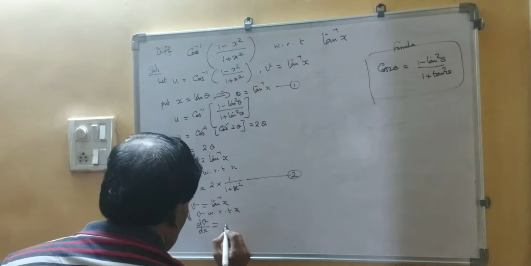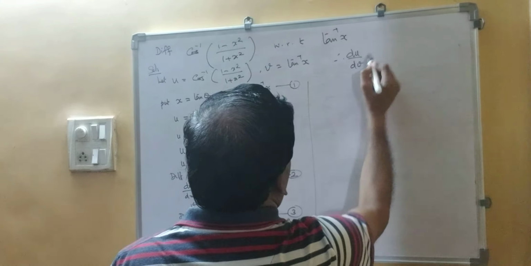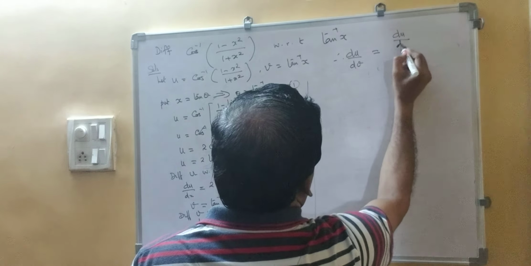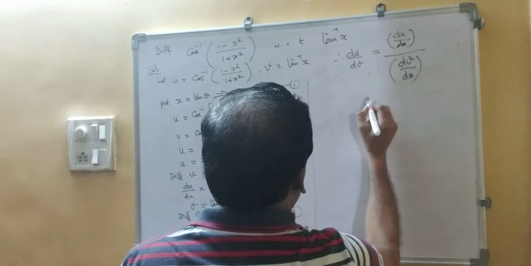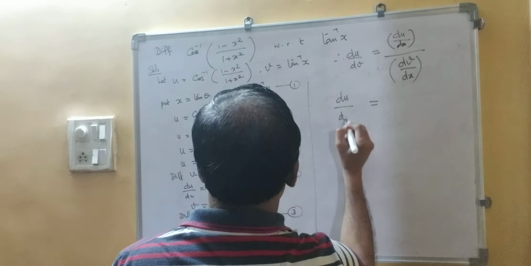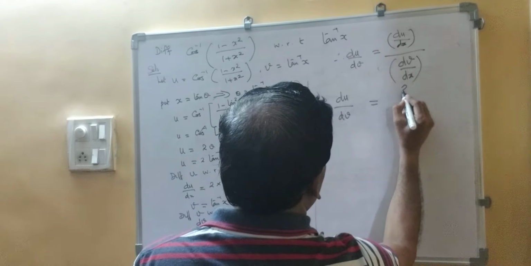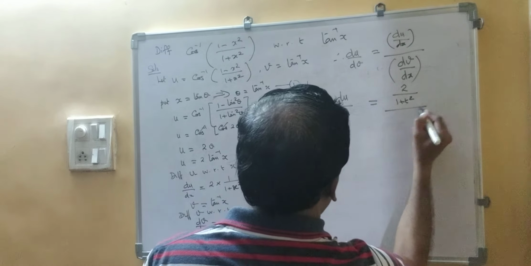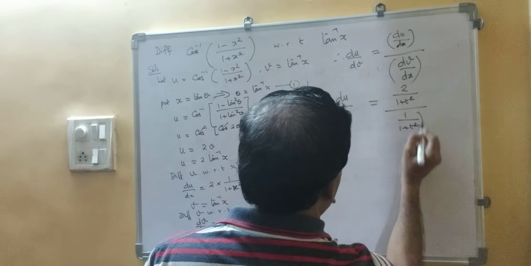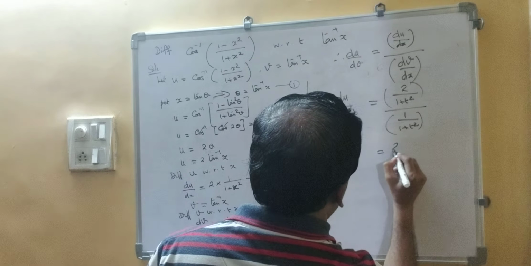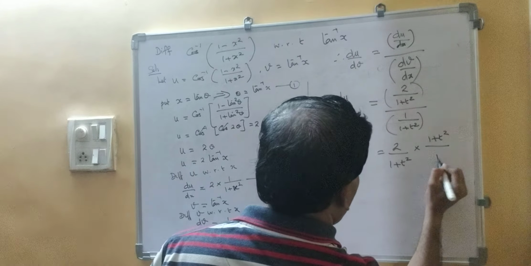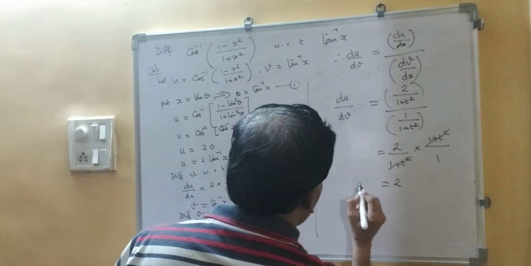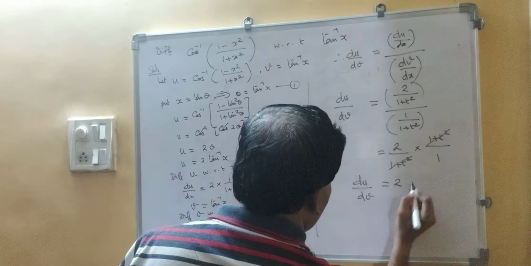Now simply we will substitute. Okay. Therefore du by dv equal to du by dx whole divided by dv by dx. So it is equal to, what is that? 2 upon 1 plus x square upon 1 upon 1 plus x square. So it is 2 upon 1 plus x square into 1 plus x square upon 1. So we have got 2. Therefore du by dv equal to 2.